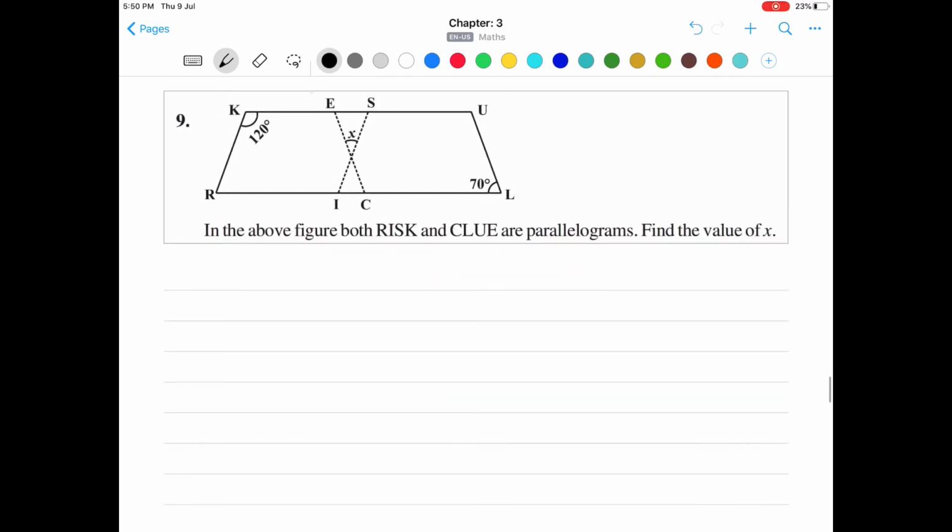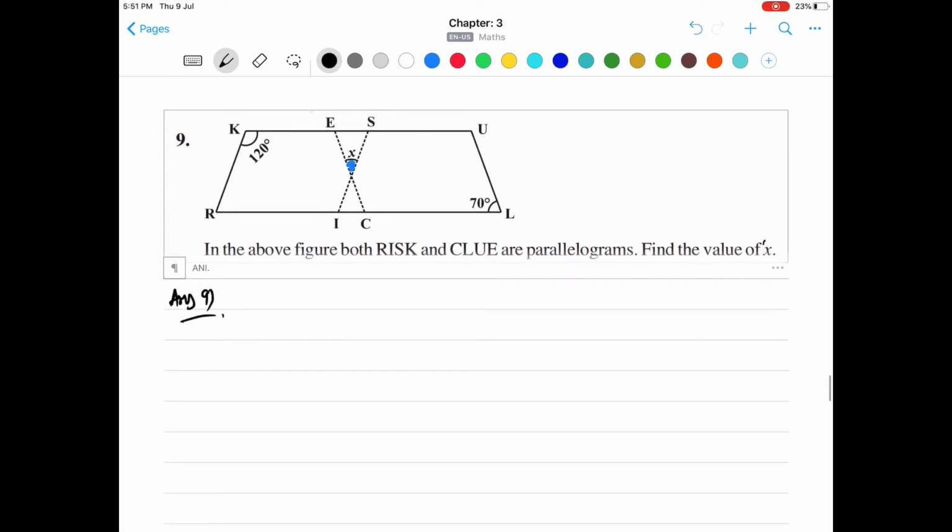Now moving to the next question, we have question number 9. In the above figure, RISK and CLUE are parallelograms. Find the value of x. We have to find the value of this angle x here. Okay, we are given two parallelograms. First one is this RISK. Second one is CLUE. So we have these two parallelograms. Here we have to find the value of this angle x.